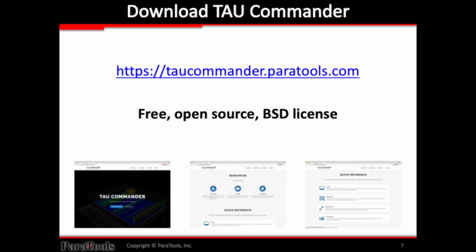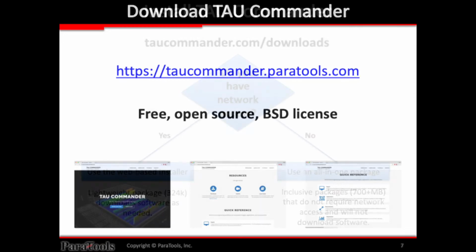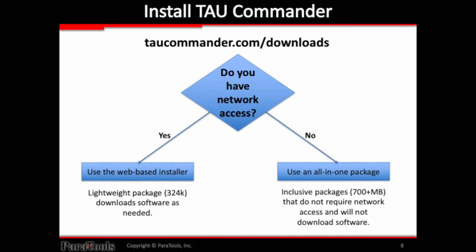Tau Commander is available for download for several different architectures at taucommander.paratools.com. There are two different installer types available. Most users should download the web-based installer. This will download dependencies as they are needed by a given experiment requested in Tau Commander. For users of high-performance computing systems which do not have access to the public internet, all-in-one packages are provided which bundle the current versions of all required dependencies.